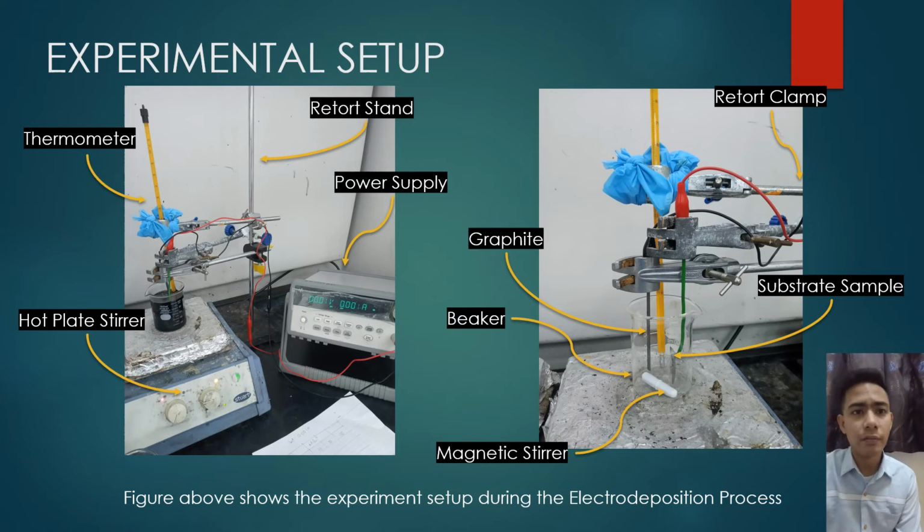On the right side of my screen, we can see some small apparatus such as the graphite or ITO for my electrode, the 100 ml beaker, the PTFE magnetic stirrer, the steel substrate, which is my sample for the cathode, and also the 3 retort clamps.